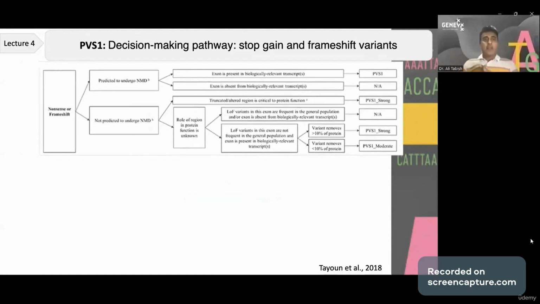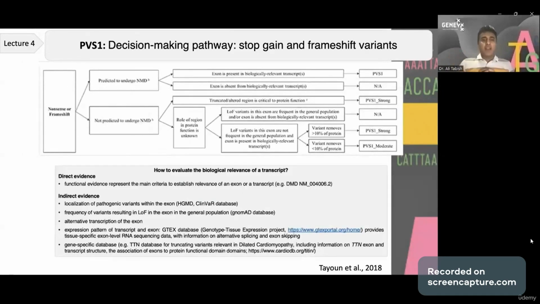And next, how can we evaluate all these, like I mentioned, biologically relevant transcript, biologically relevant protein region? How do we evaluate this information? There is direct evidence or indirect evidence. Direct evidence is very simple, it has to be published. Functional evidence represents the main criterion to establish the relevance of an exon or a transcript, for example, DMD. The most biologically relevant transcript is the one mentioned here.